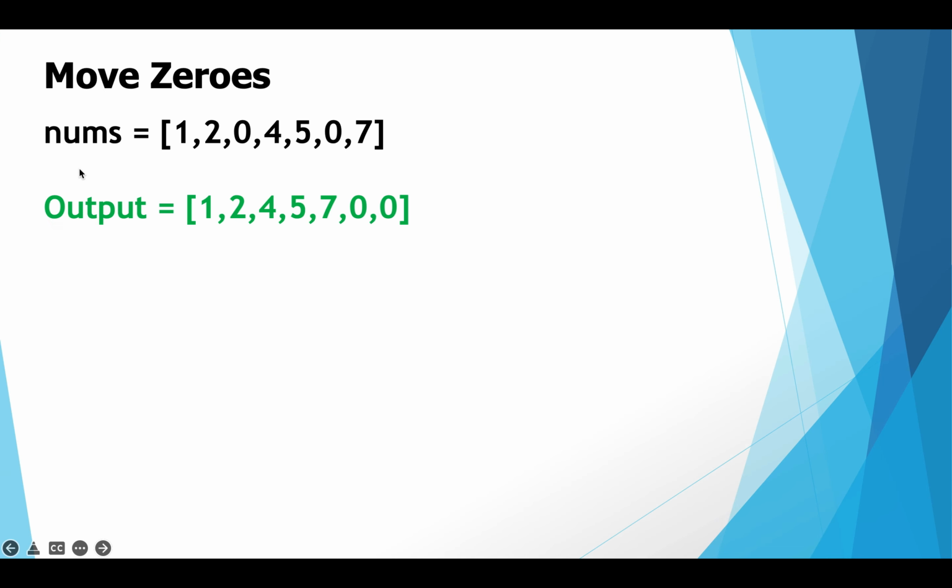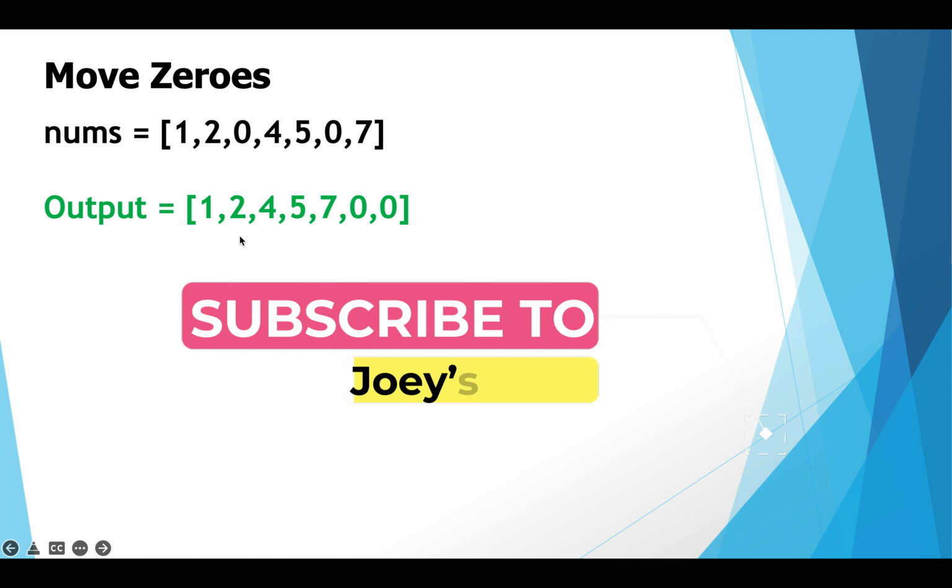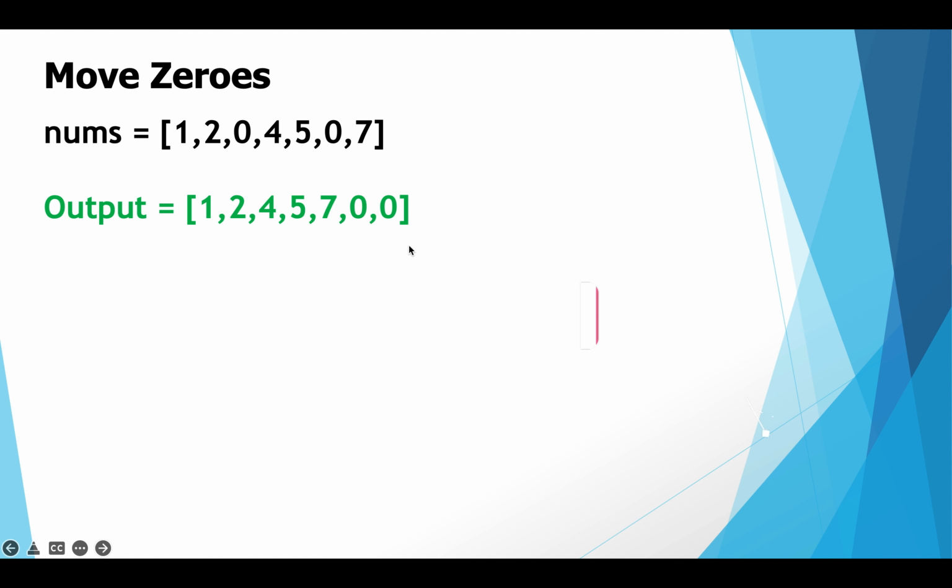The problem statement is quite simple. You are given an array of integers. All you have to do is place all the zeros that are present within this array at the end. You can see 1, 2, 4, 5 and 7 have been scattered across the array with the zeros in the middle. And in the output you can see that they have come together at the start of the array and zeros have been placed at the end.